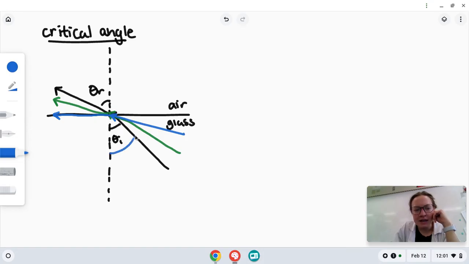We call this angle the angle at which I would have to launch a light ray so that the refracted light ray ends up parallel with the surface of the glass. This is my incident angle, but this angle in particular is my critical angle.